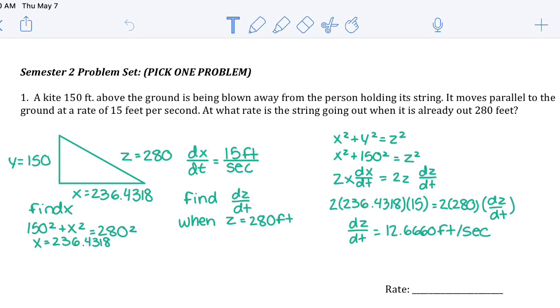So then you plug in all your values that you already have: 236.4318 for x and 15 for dx/dt, and you have 280 for z, so the only variable in this equation is dz/dt. You do all the math out in your calculator and do the algebra, and you come up with 12.6660 feet per second.